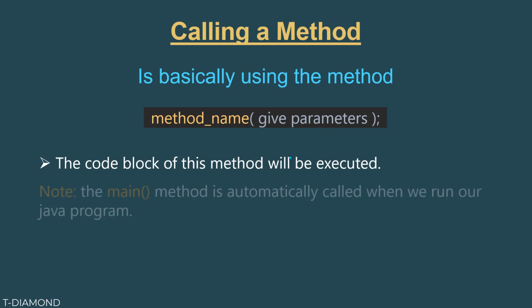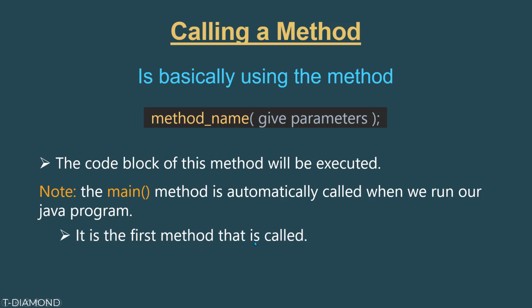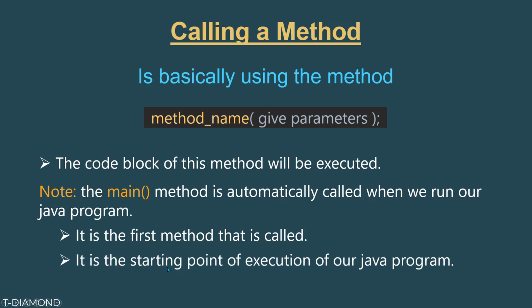Now let's have a look at this note. The main method is automatically called when we run our Java program. Okay, so the main method is a very important method that should exist in every Java program, and whenever we run the Java program, this method is called or used automatically. So the main method is the first method that is called, and it is the starting point of execution of our Java program. And we cannot have a Java program without a main method.